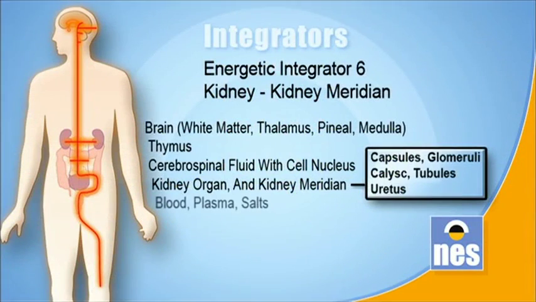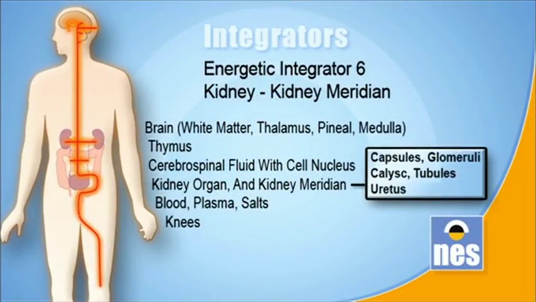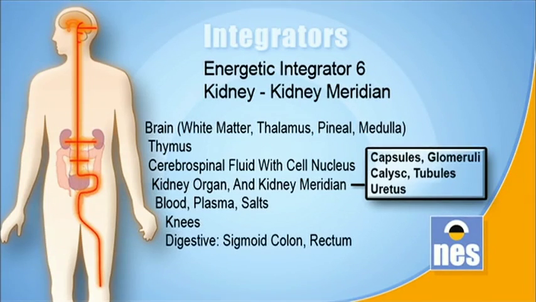And then we get blood plasma salts. We find a link with the general structure of the knee. Remember, the knee's pretty complicated. We're just saying as a general picture, it may affect the knee joint. And then again, remember we said that sigmoid colon to the rectum also belongs in this integrator.